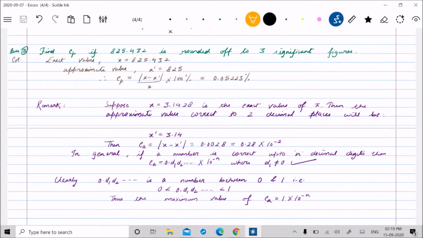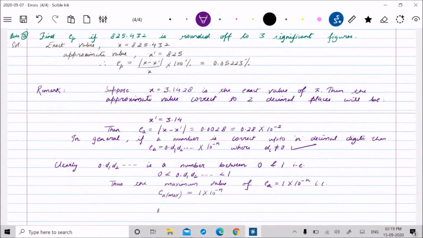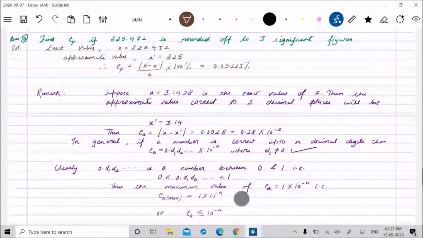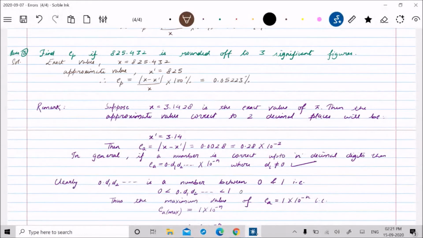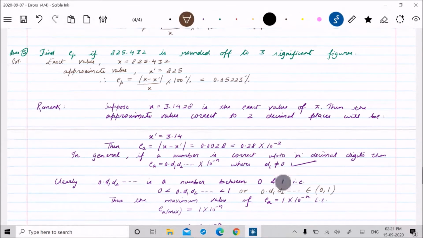I hope you got this point. EA max is equal to 1 into 10 to the power minus n, or you may like to write it this way: if you remove the word max, the absolute error will always be less than, or sometimes equal to, 10 to the power minus n. So this is another way to write the maximum. Or you can write it as 0.d1 d2 dash dash belongs to the interval 0, 1. You can write it this way also, right?